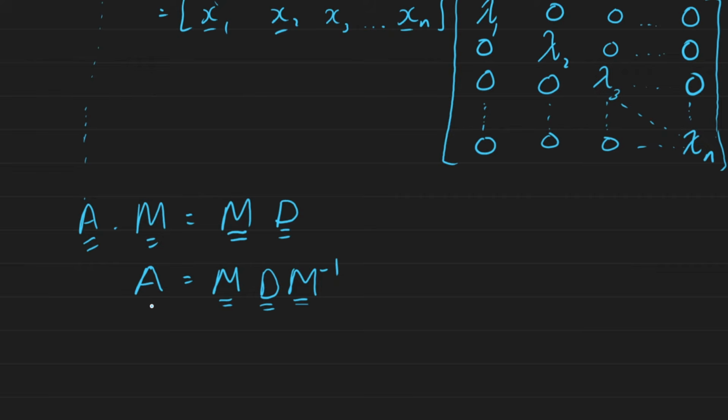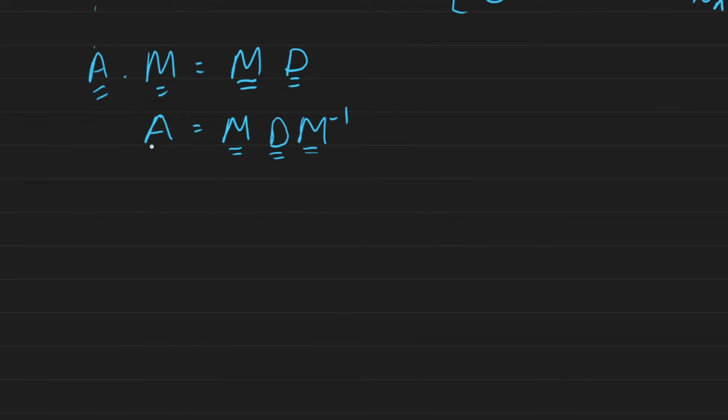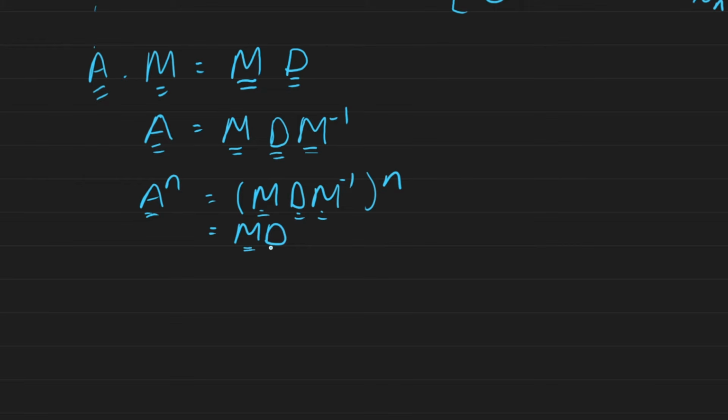That gives us A. Now we want to think of this in the context of raising a matrix to a certain power. Let's say we want to raise matrix A to the power n. We then raise this right-hand side to the power n, so it will be M D M to the minus 1, all raised to the power n. What that would look like is M times D times M to the minus 1, the inverse of M. Raising it to the power n means that we're multiplying it n times.